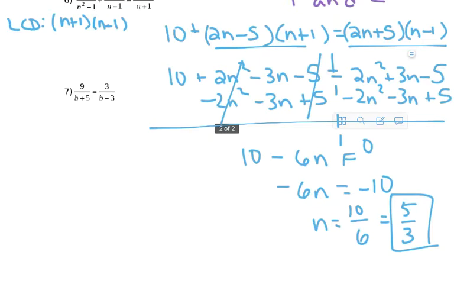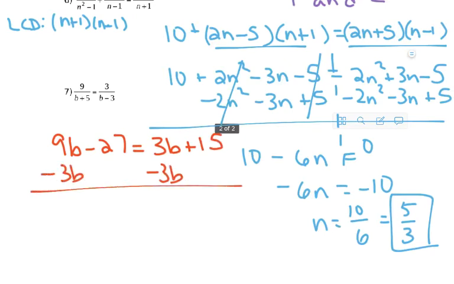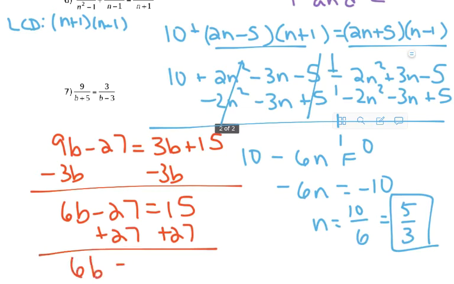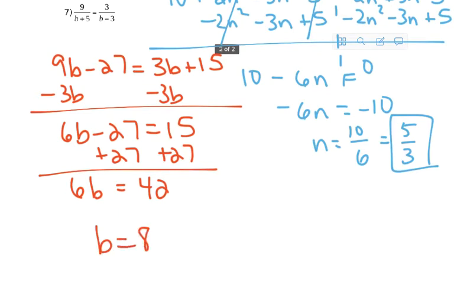In problem number 7, since I have two fractions equal to each other, the best way to solve this problem is to cross multiply. So I would get 9b minus 27 is equal to 3b plus 15. And then I'm going to subtract 3b, so I get 6b minus 27 equals 15. I'm going to add 27, and I get 6b is equal to 42. So b equals 7. And 7 does not make either of the denominators equal to 0.